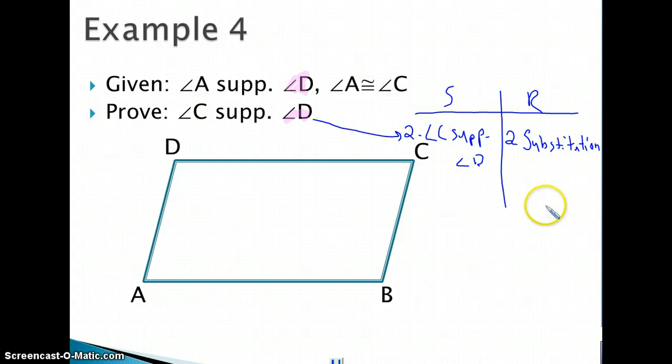And that's it. So again, substitution can always be said when it's either supposed to be substitution or transitive, but you cannot put transitive when it is supposed to be substitution.